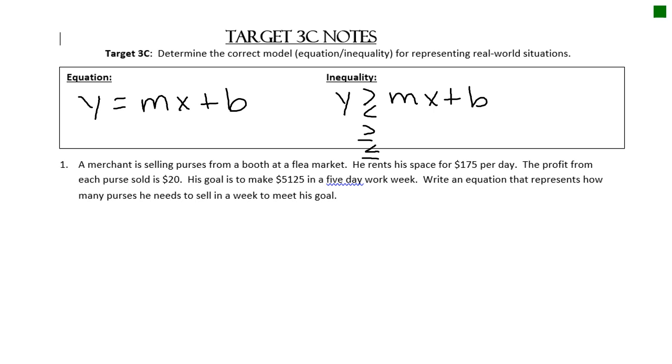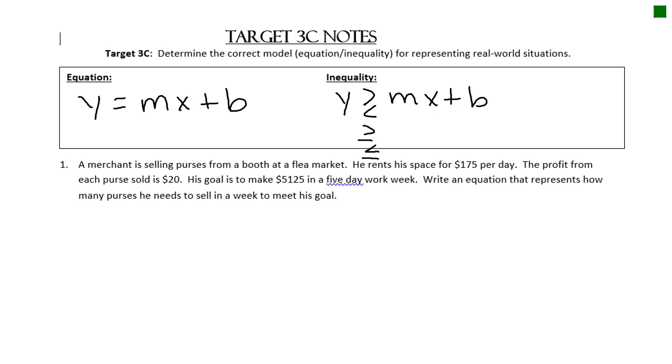Most of the problems are going to tell you what to write, whether it's going to be an equation or an inequality. So you guys have to really pay attention to everything they say in the word problem. It's very important that you read everything. So let's try number one.